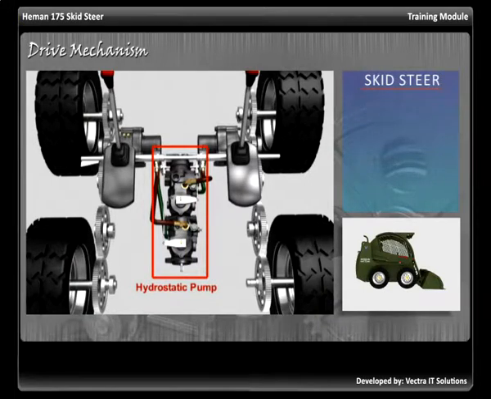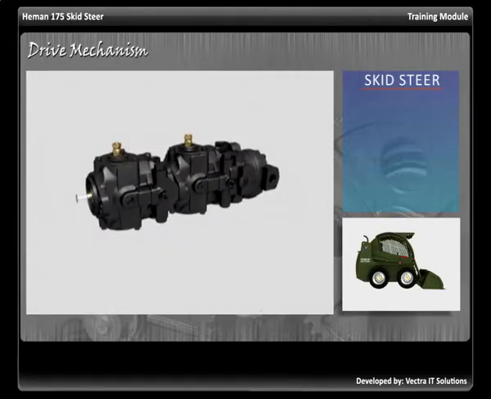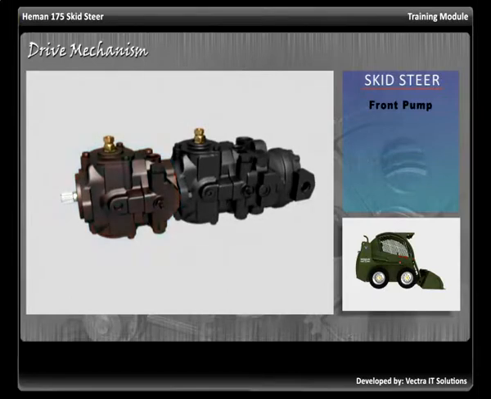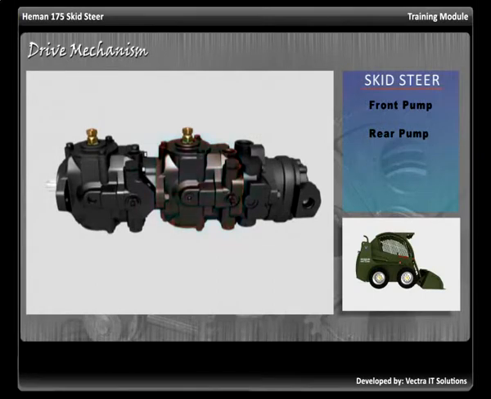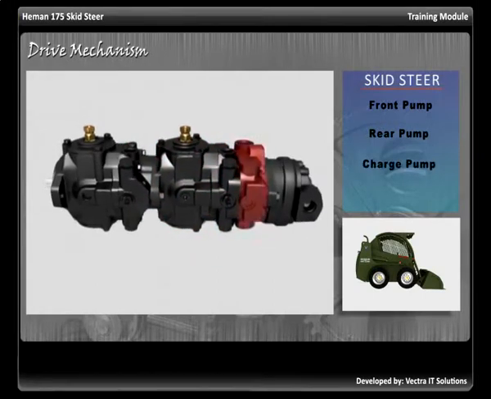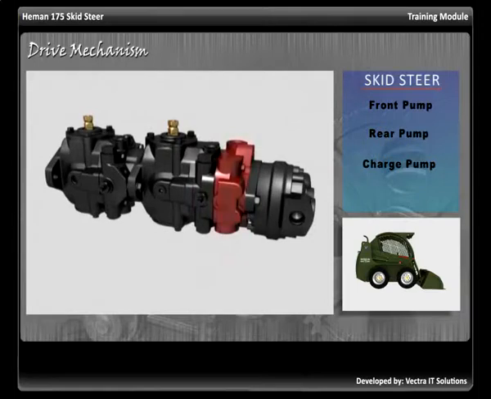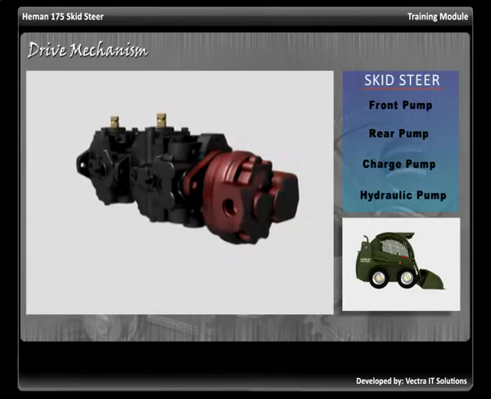Hydrostatic pump in skid steer is distinctively divided into 4 sections: front pump, rear pump, charge pump, and hydraulic pump.